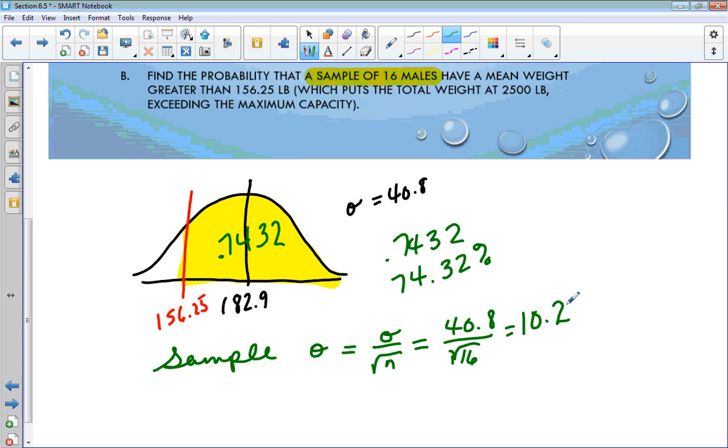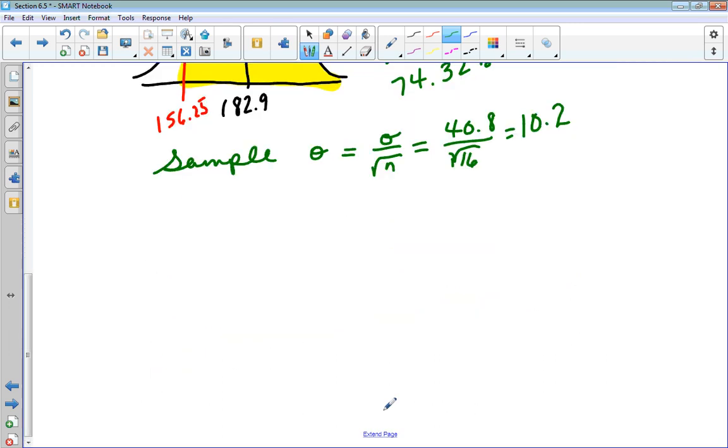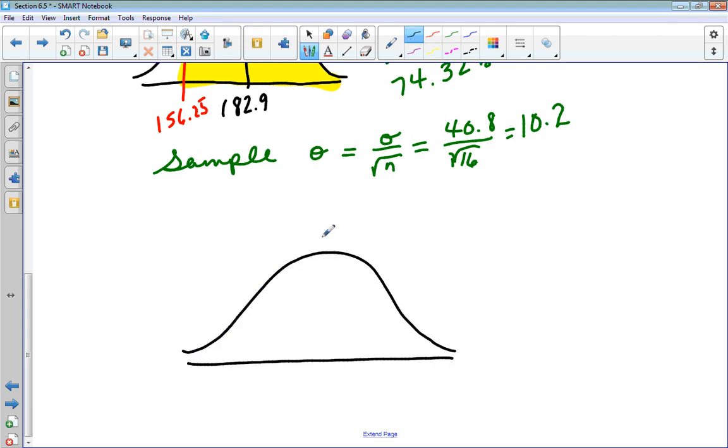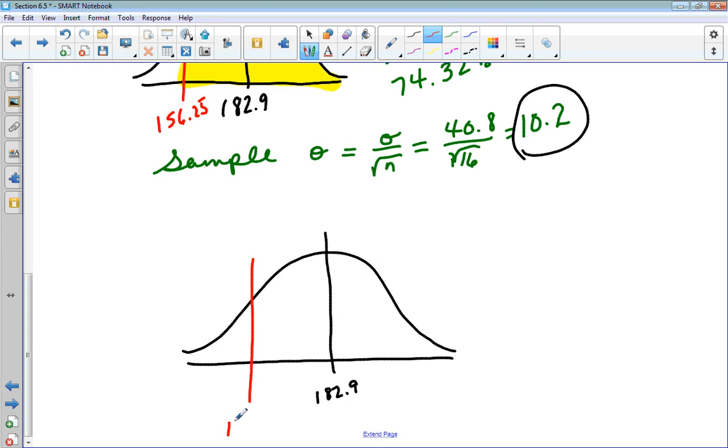So that is my sample standard deviation. What is the chance that the sample will have a mean weight greater than 156.25? So again, we're going to go ahead and draw that normal curve, sketching that example. Our mean is 182.9. Our new standard deviation is 10.2. And we still want to know 156.25.